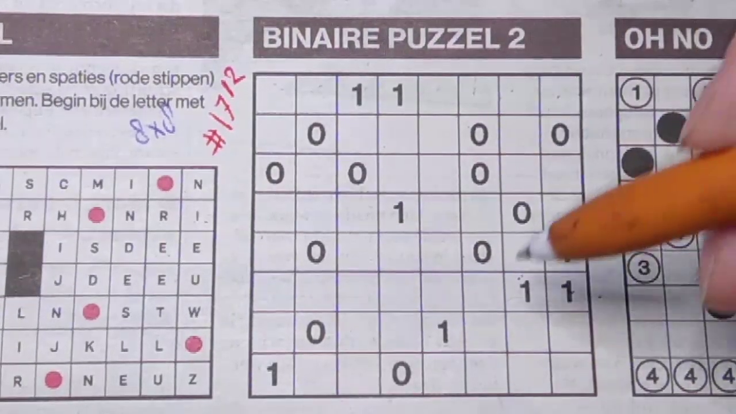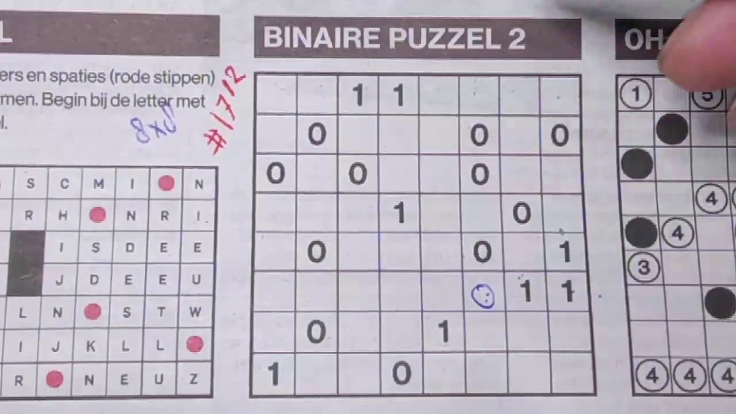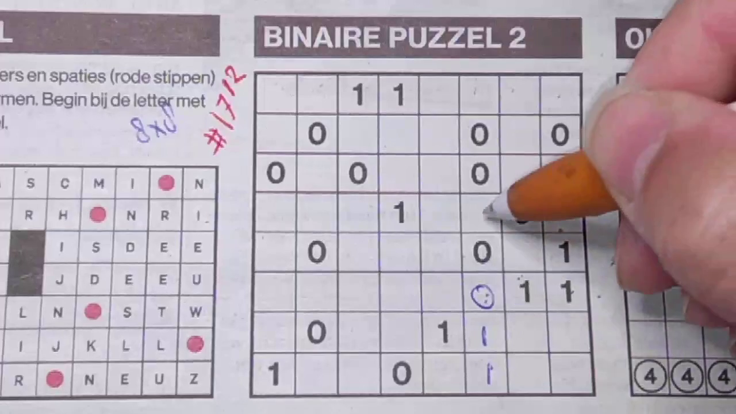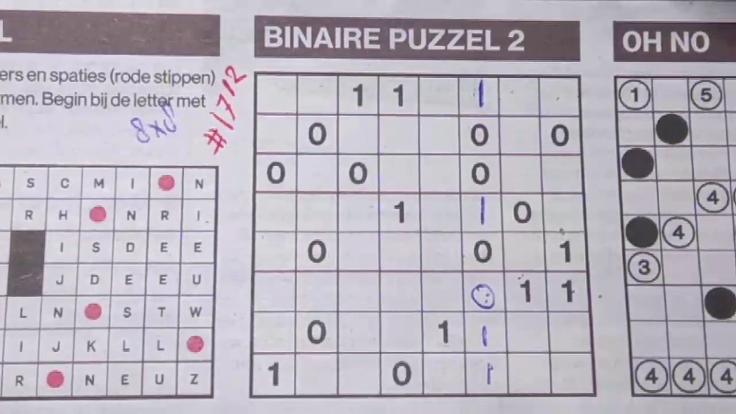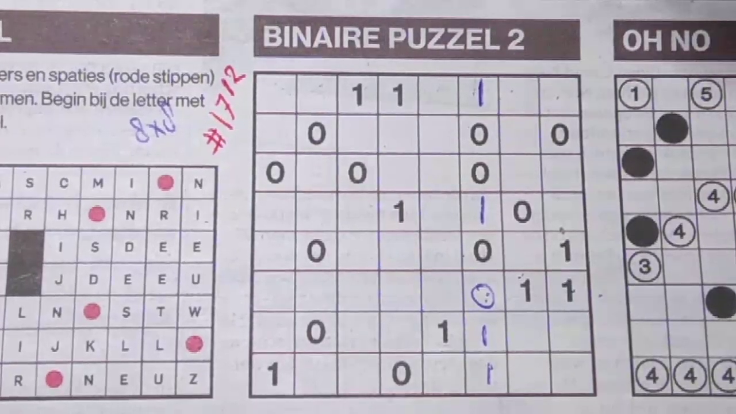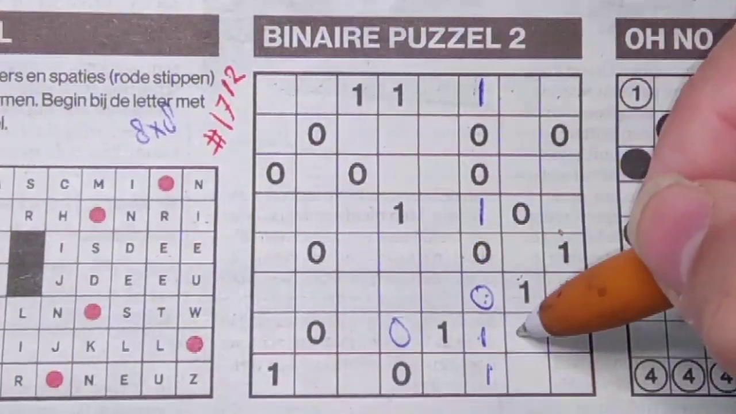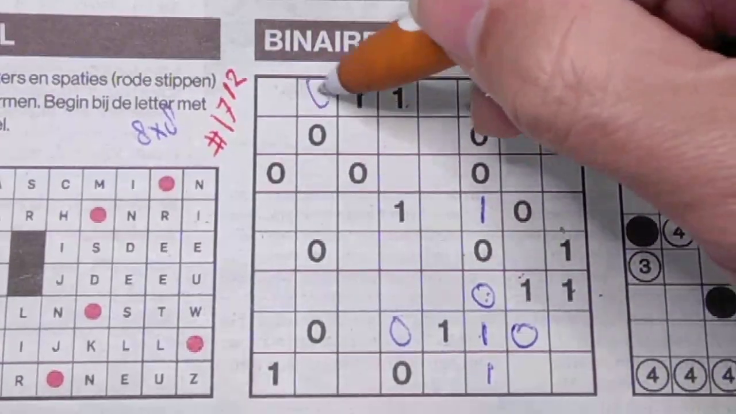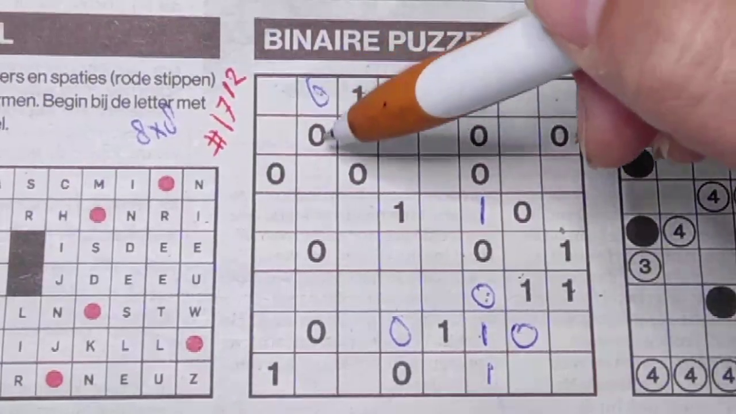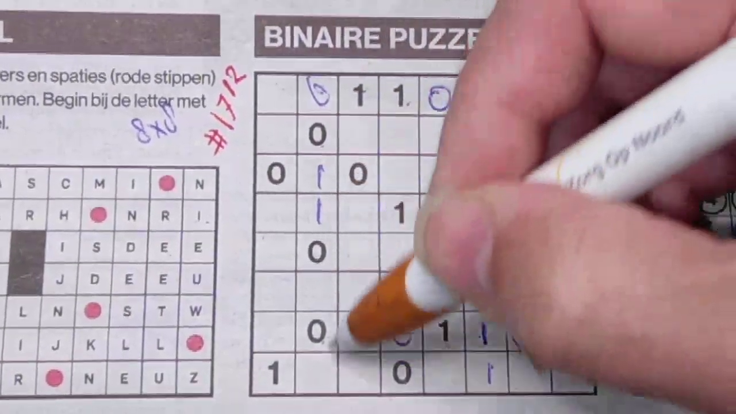Double one, here no, there no. Now we have 4 0's in this column, so the rest are 1's. Double one, here no, there no. Yes. Double one, here no, there no. Now we have 4 0's, so the rest are 1's.